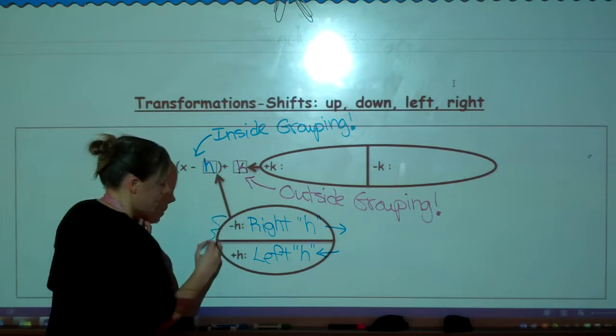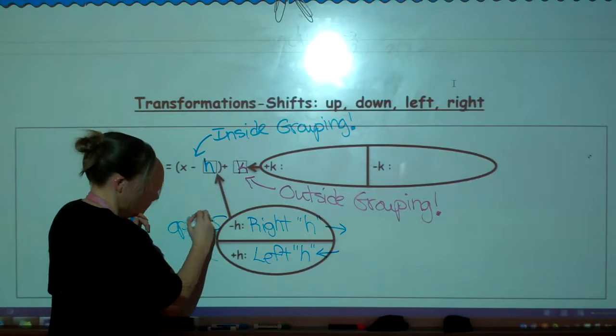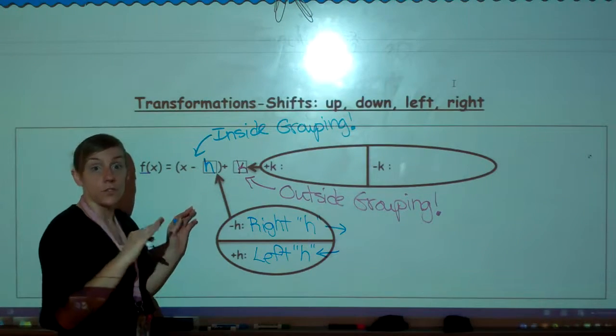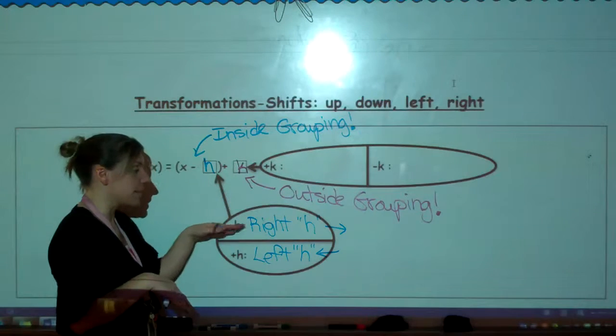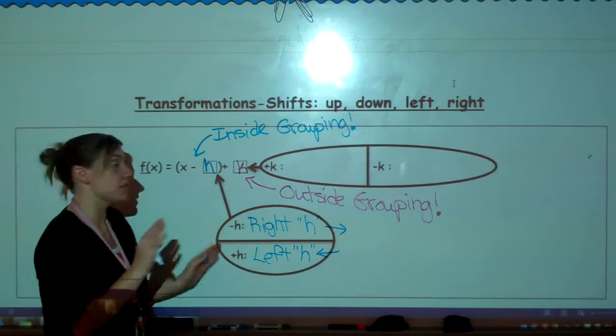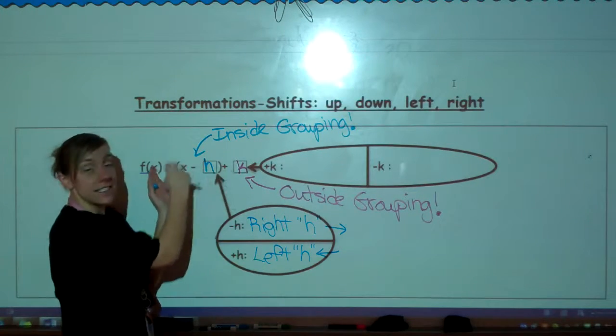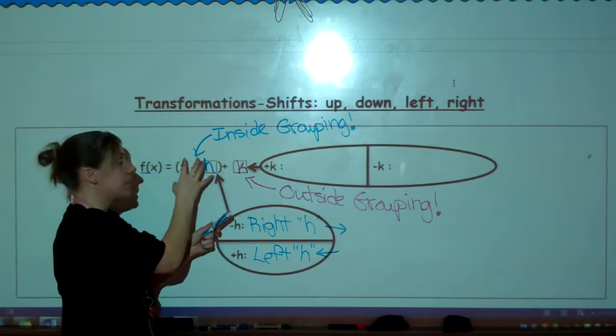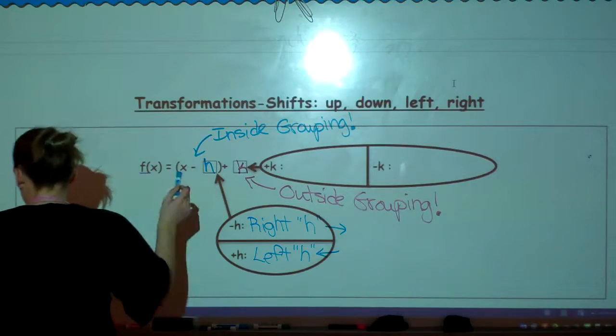So think opposite. Well, I don't want to write that because it could confuse you when you go back and look. So if it's minus, go to the right, shift it to the right. If it's plus, that's actually going to shift it to the left. But that's only if it's inside. If it's inside the group, if the number is in here with your X, okay?